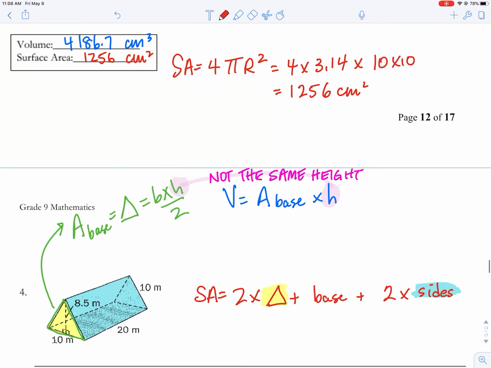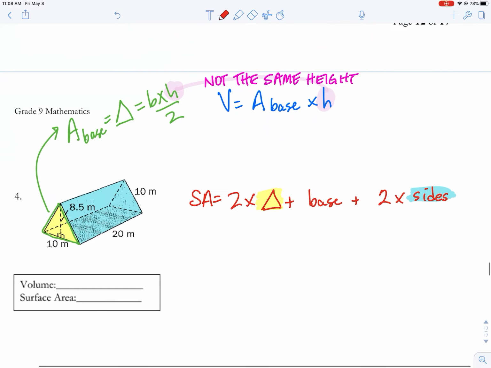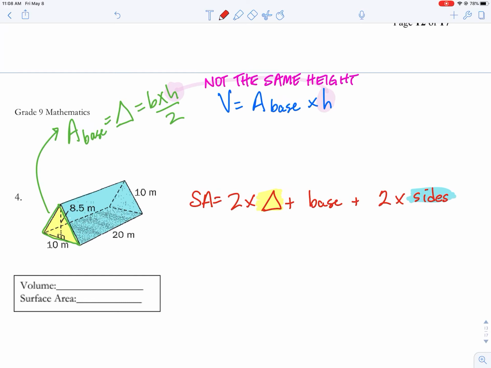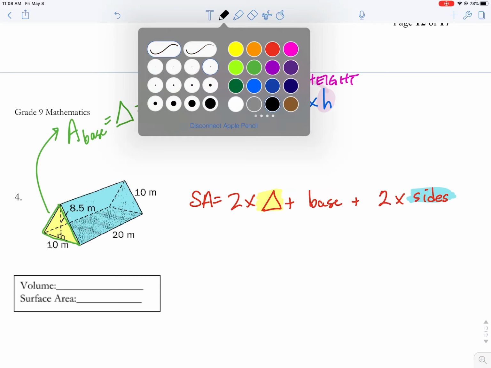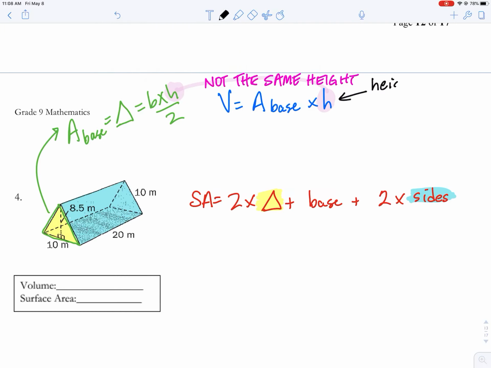Question 4. In question 4, they want the volume and the surface area of a triangular prism, but it's on its side. It's not stretching vertically. So when we know that the volume is going to be the area of the base times the height that it gets stretched, remember that height is the height it gets stretched. So this height is the height it gets, and I'm going to put stretched in quotes. The height it gets stretched on this picture is the 20. So that height is going to be 20 meters that it got stretched.